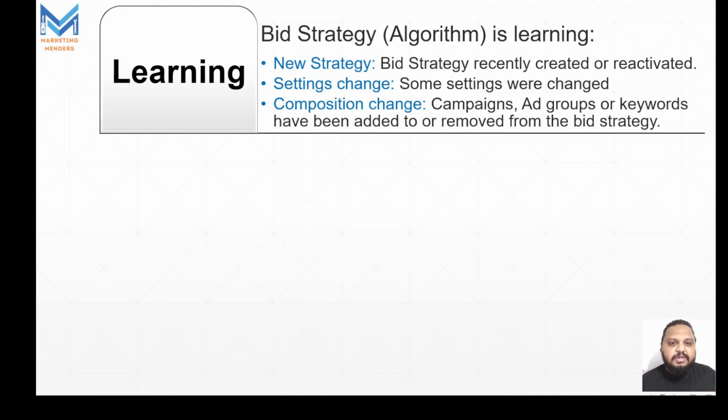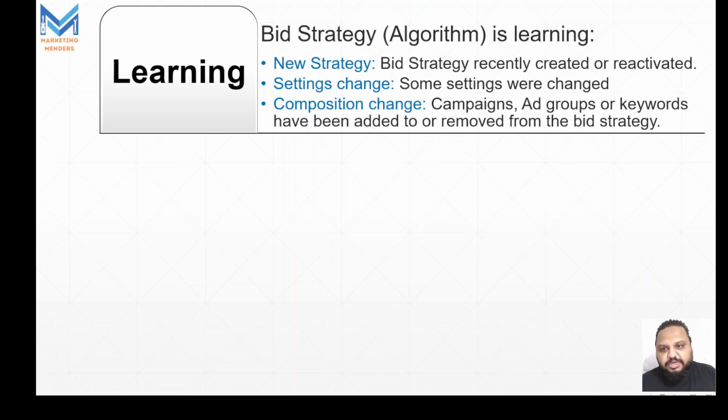Now settings could be related to the scheduling, targeting parameters, or maybe tracking parameters. So again, the machine learning algorithm will try to learn what you have done with your campaign so that it can give you the best optimum result.